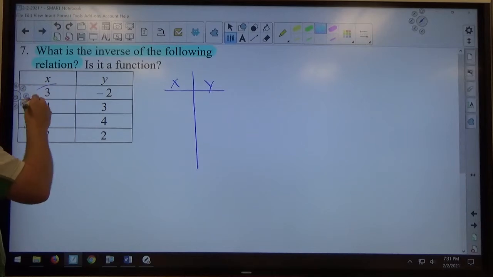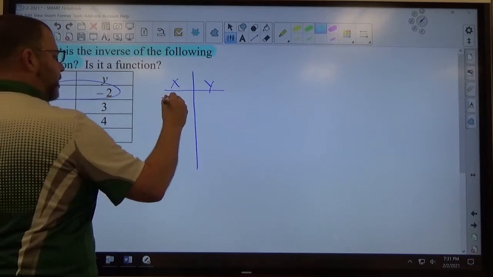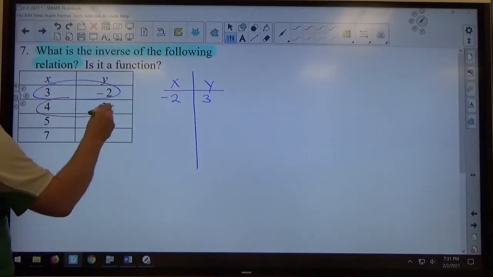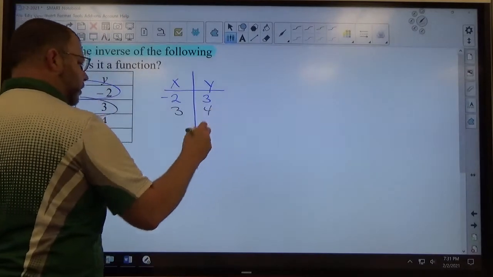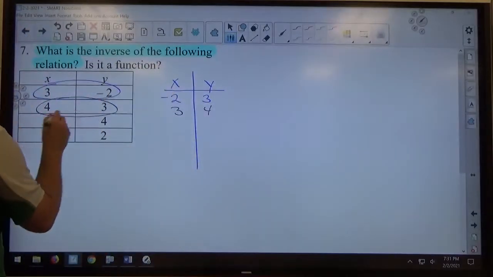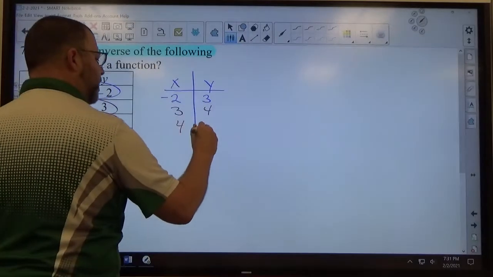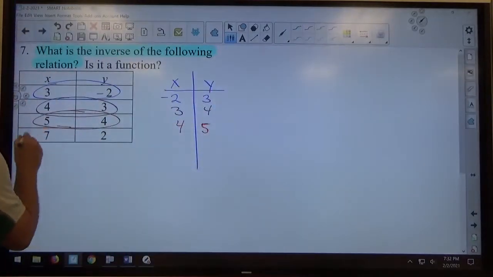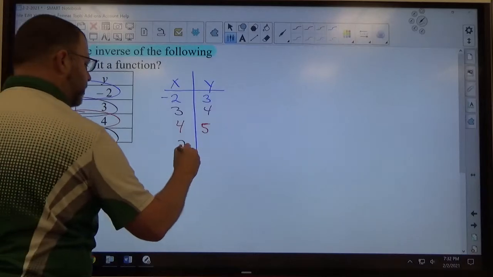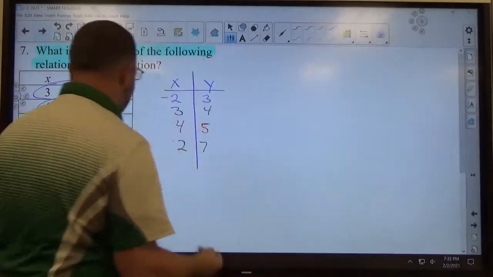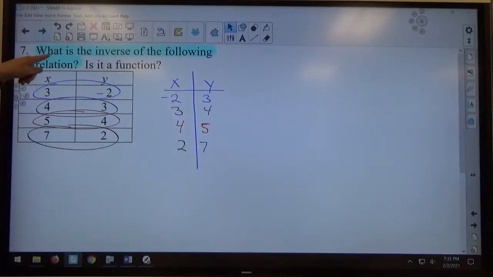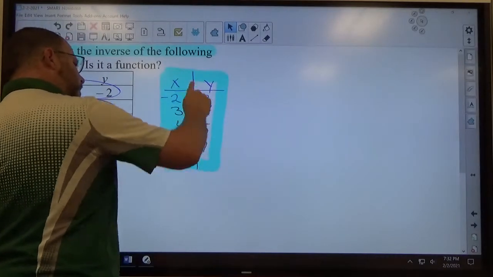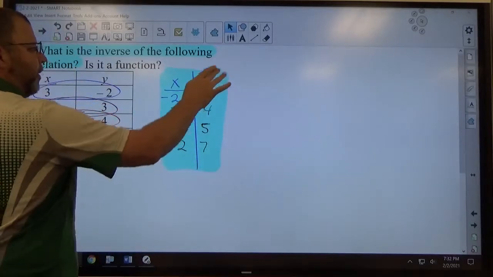So this ordered pair here, I'm going to put x as negative 2 and y as 3. This ordered pair here, I'm going to put x as 3, y as 4. For this ordered pair here, I'm going to put x as 4, y as 5. And for this ordered pair down here, I'm going to put x as 2, y as 7. You take each ordered pair and swap the order to make the inverse. So that's the answer to the first part. So this, I'll highlight it, matches the request that they're asking, which is what is the inverse of that function.